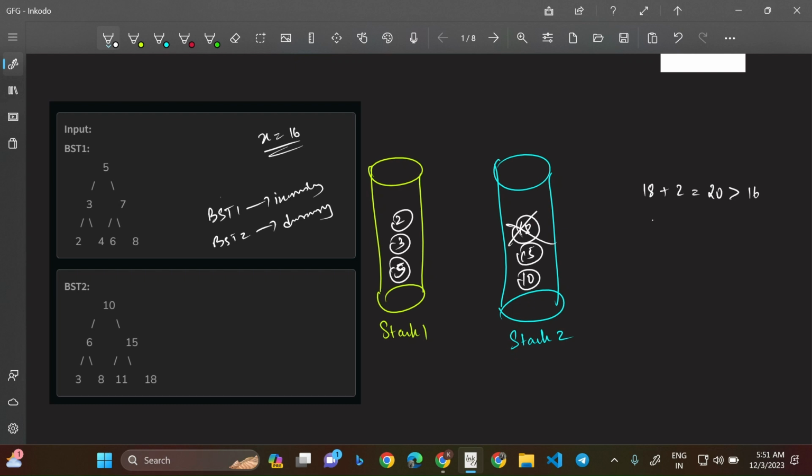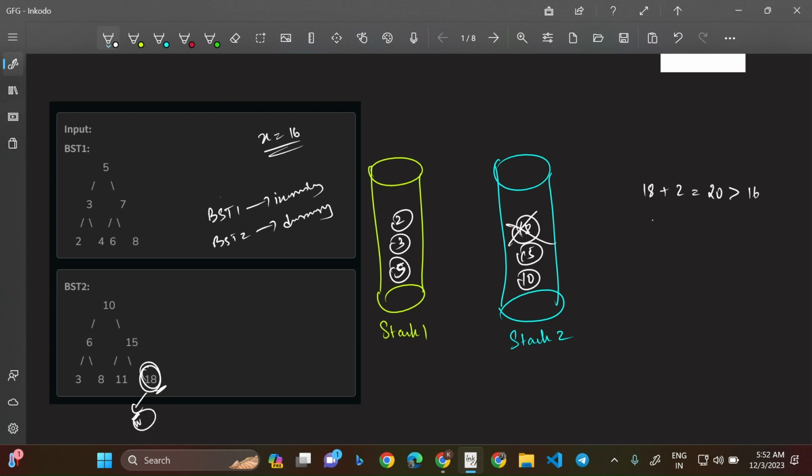So 2 plus 15. But before that, you're on 18, right? So 18 will be looking out for its leftward elements. Because I need to decrease 18, I need to look out for some element that is less than 18. So I'll be looking in the left side of 18, because in the left side of 18 you get the elements that are less than 18. Do I find any element to the left side of 18? No, I do not find anything.